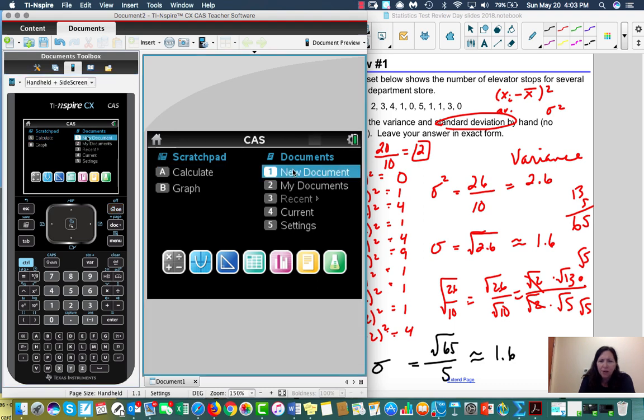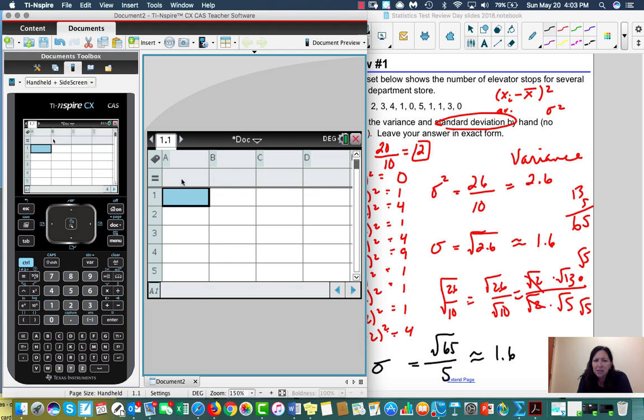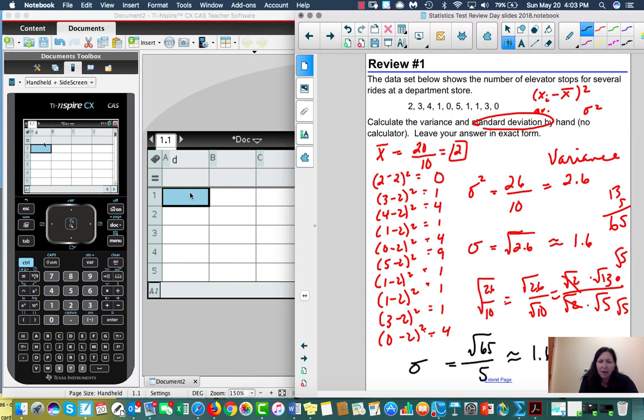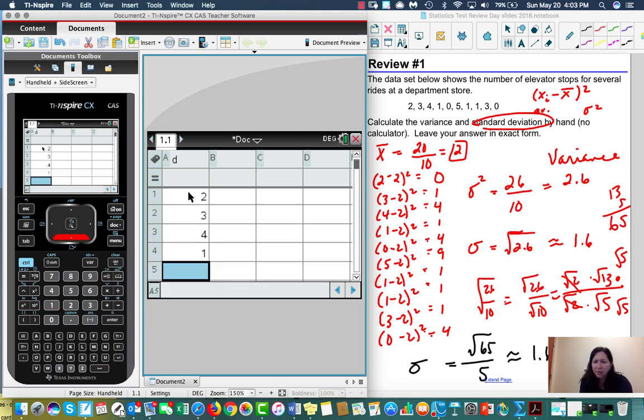We're going to go to New Document. We're going to go to Lists and Spreadsheets. And I'm just going to put data. I'm going to call it D for data. And I'm going to type in my data. My data is 2, 2, 3, 4, 1, 0, 5, 1, 1, 3, 0.